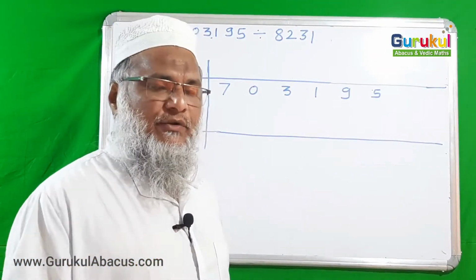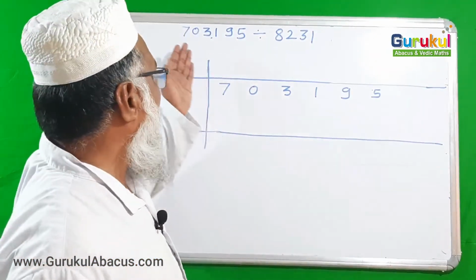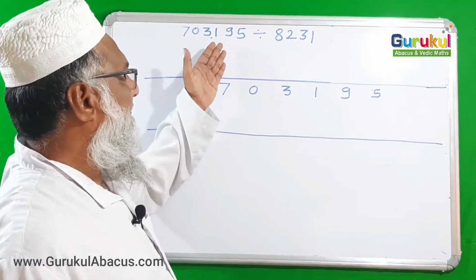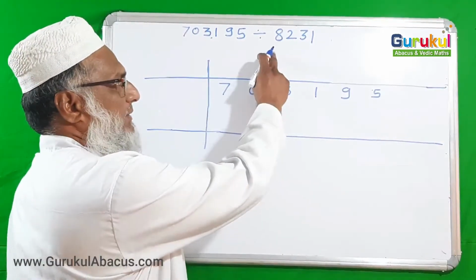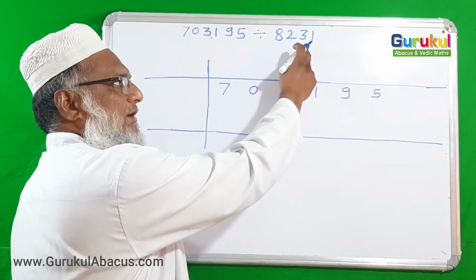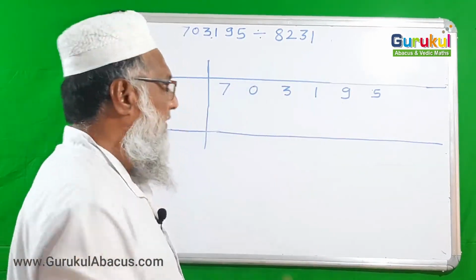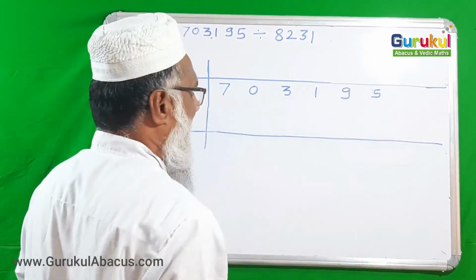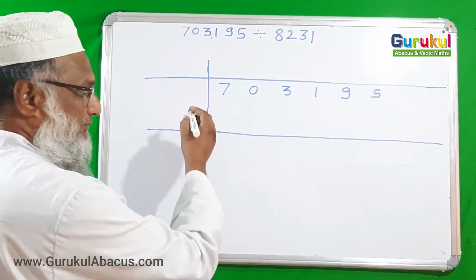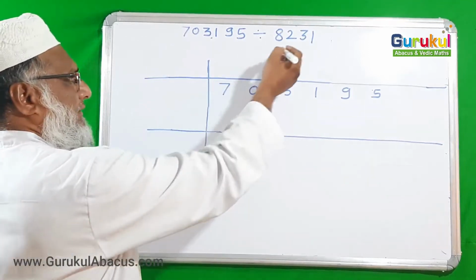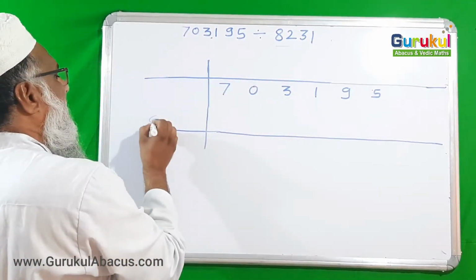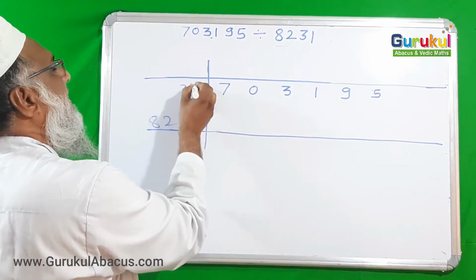Hello friend, now we have one more example. Here the example is 7,03,195 divided by 8,283. Now 31. Okay, I already wrote the question number, and now I will write our divisor like that: 82 here and 31 here.